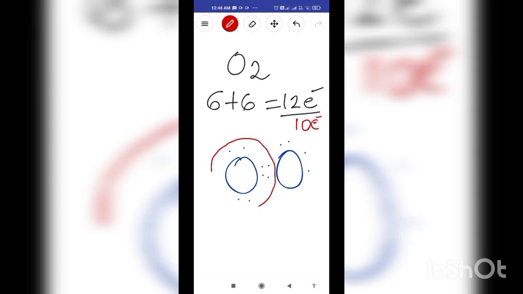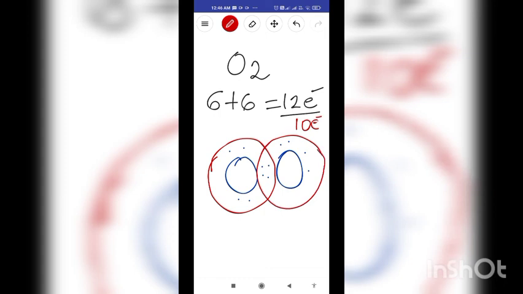We'll take the first oxygen. So 1, 2, 3, 4, 5, 6, 7, 8. What about this oxygen? Also 1, 2, 3, 4, 5, 6, 7, 8. So both are happy, both having completed octets.